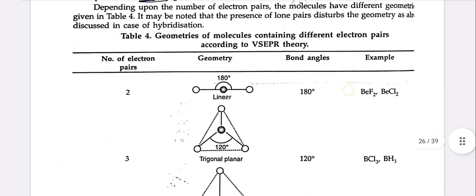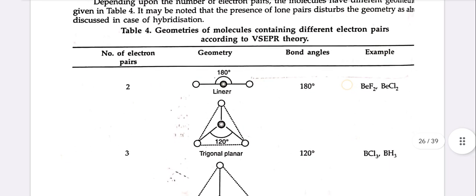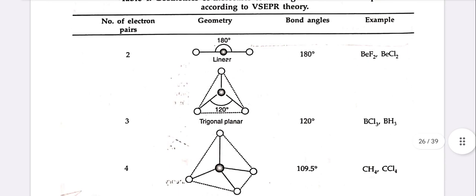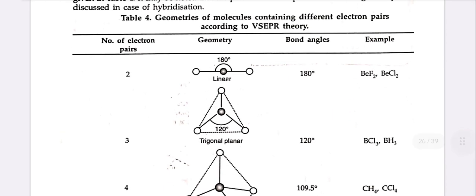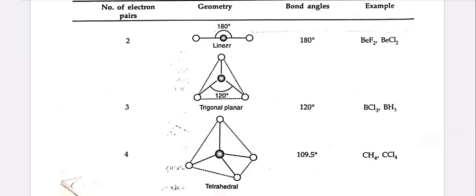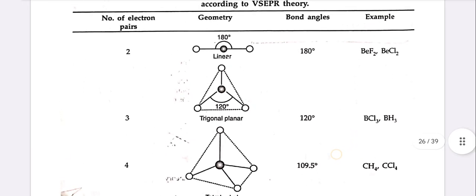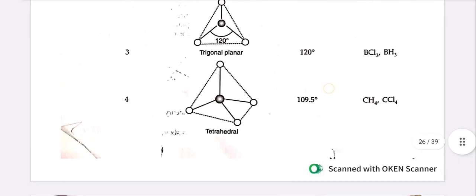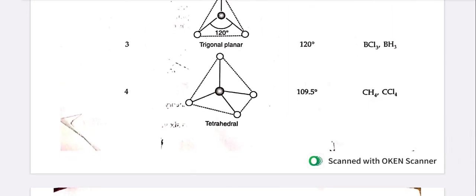Geometries of molecules containing different electron pairs according to VSEPR theory. Geometry linear, bond angle is 180 degree. Examples are BF2, BCl2. Geometry trigonal planar, number of electron pairs 3, bond angle 120 degree. Examples BCl3, BH3. Number of electron pairs 4, geometry tetrahedral, bond angle 109.5 degree.